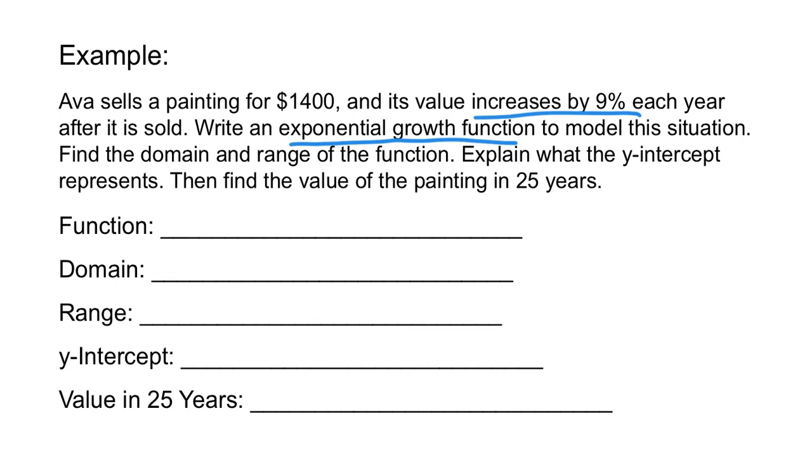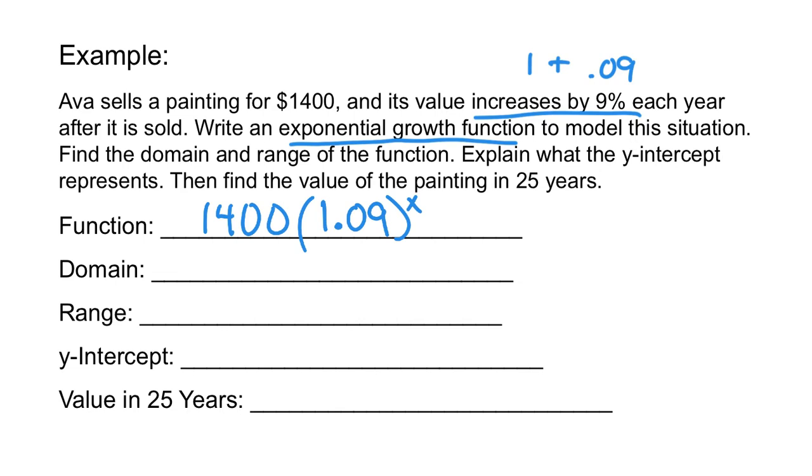So if the painting started out at $1,400 and then it increased by 9%, that 9% is 0.09. And because it's an increase, we're going to add that to 1. And then our x.